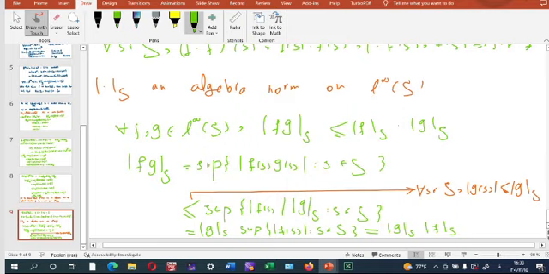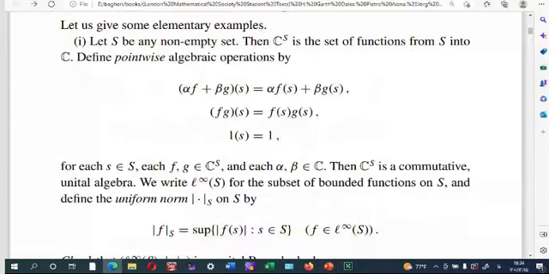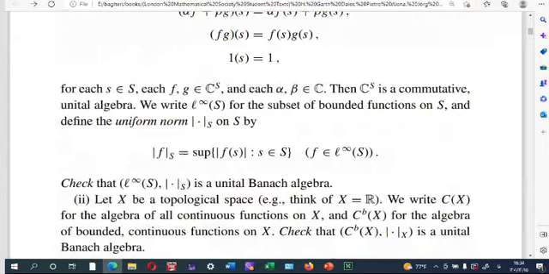And also this norm is complete. This is easy too, so that we have these conditions. This is algebra, okay, unital Banach algebra.